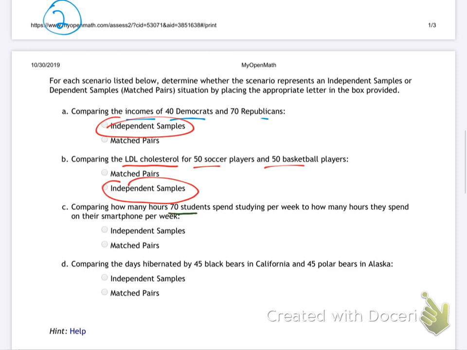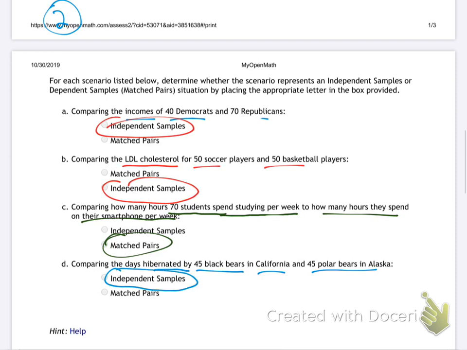Let's try C. Comparing how many hours 70 students spend studying per week to how many hours they spend on their smartphone per week. Those are matched, huh? Because it's the same student, homework and smartphone. Next student, homework and smartphone. Matched up. Next one. Comparing the days hibernated by 45 black bears in California and 45 polar bears in Alaska. They're independent. There's nothing matched. It's just total days they hibernate, two different groups of bears.